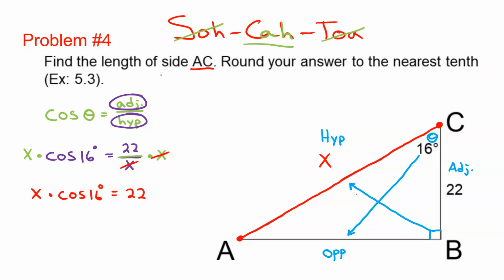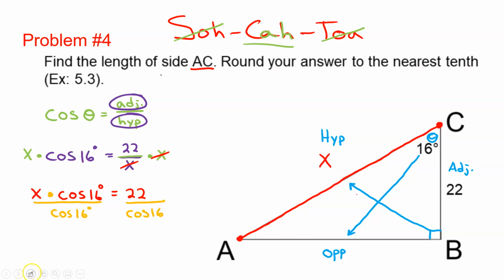I did get rid of the fraction, but I still don't have x by itself. So how do I do that? Well, we have to move that cosine of 16, multiplying by cosine of 16, to the other side. The way we get rid of multiplication is to divide. We divide by cosine of 16 degrees. Whatever I do to one side, I do to the other. I'm also going to divide the other side by cosine of 16 degrees.